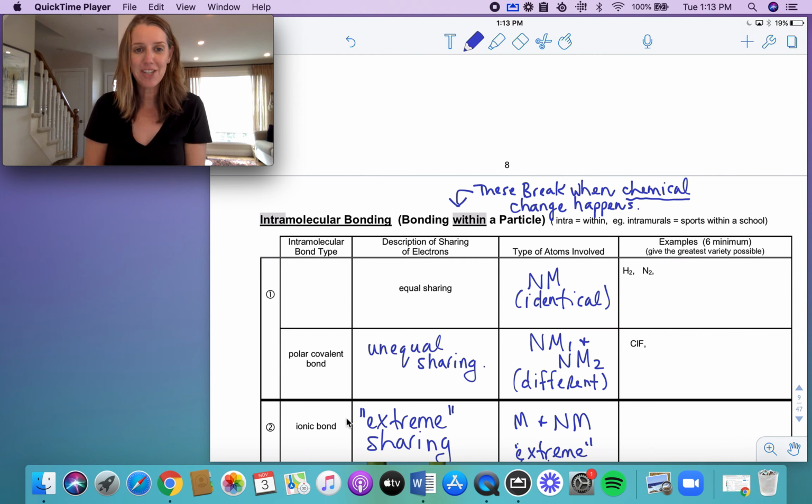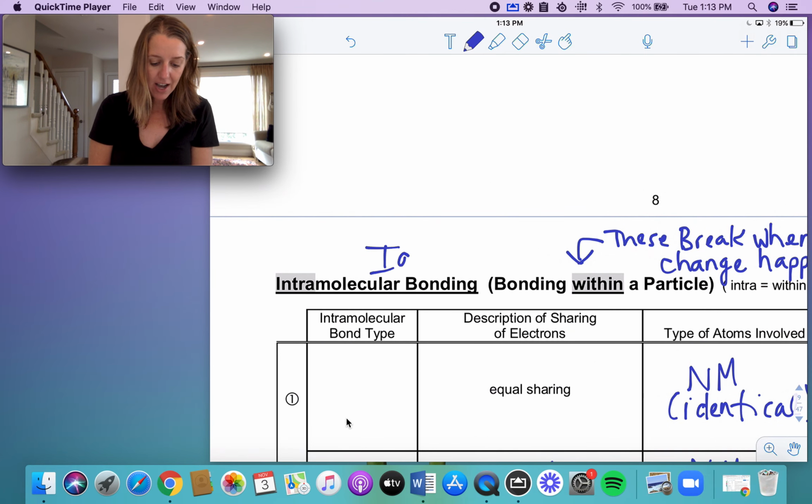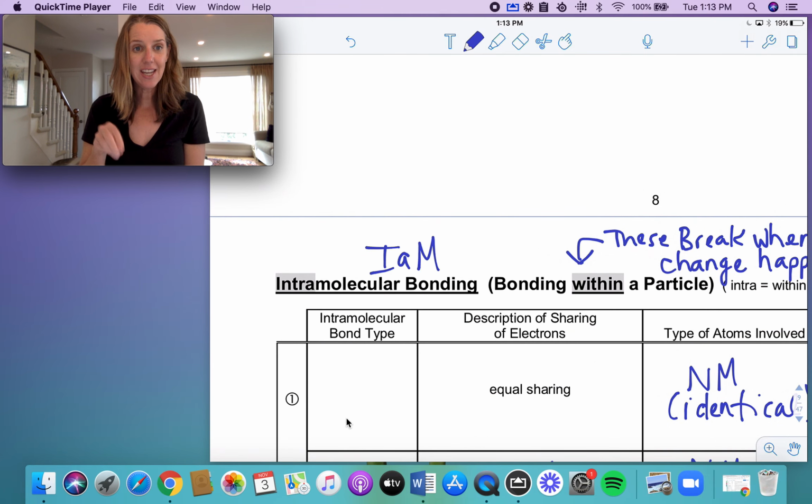Okay, so this little segment is on intramolecular bonding, pages 9 and 10. So these are the inside bonds, remember? They are different than intermolecular bonds, and we often refer to them just as IAM bonds. So these are the inside bonds that form. They're either covalent or they're ionic, and if they're covalent, if they're a shared pair of electrons, they can be polar covalent or just non-polar covalent. It depends on the type of atoms that share those electrons, okay?